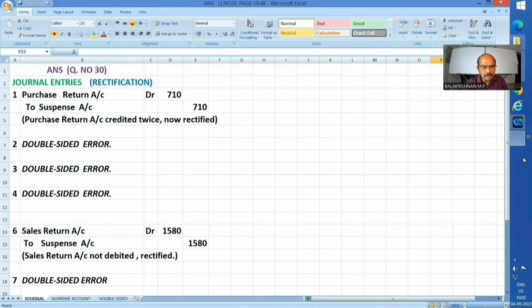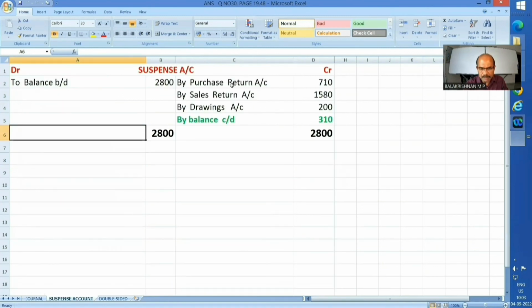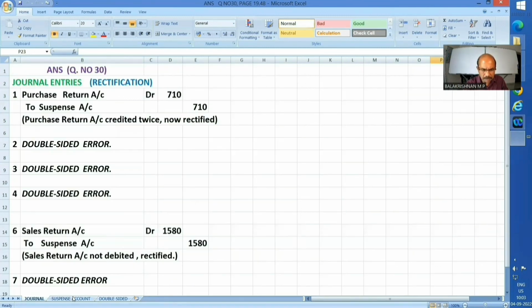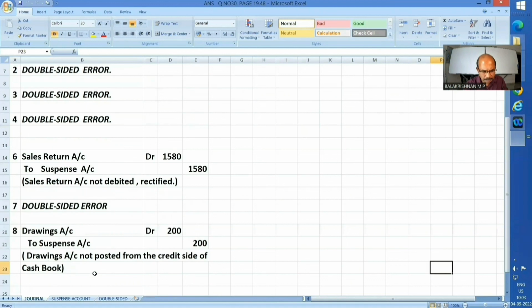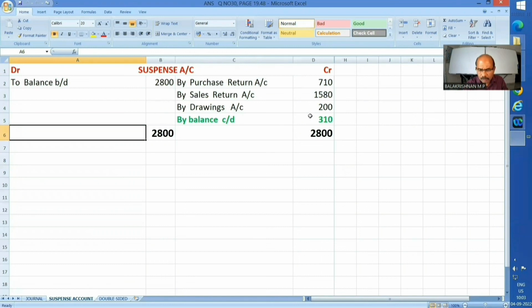Well, students, we need to prepare now the suspense account ledger. How to prepare it? Just place the journal entries wherever suspense account is involved in the ledger. That's all. First one, purchase return account to suspense account. Naturally, suspense account is credited by purchase return. It is 710 rupees. Next one, sales return account 1,580 to suspense account. Similarly, by sales return account 1,580. Next one, drawings account debtor to suspense account. That also similarly by drawings account 200.